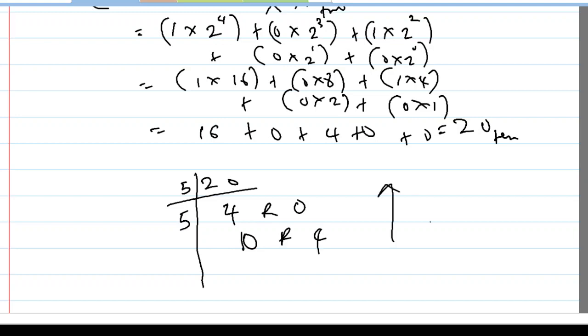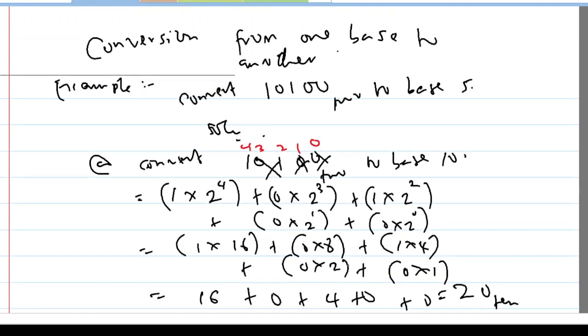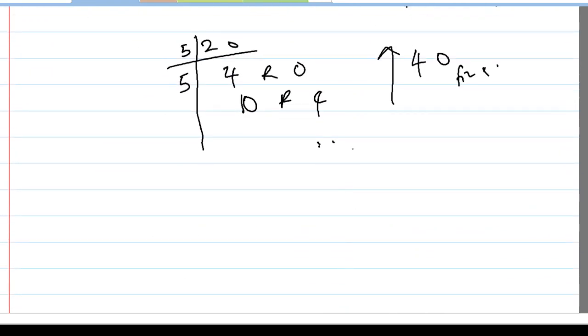Then when you write it backward, like I've explained the other time, you have 40 base 5. So you can conclude that therefore 10100 base 2 is equal to 40 base 5. It's as simple as that.